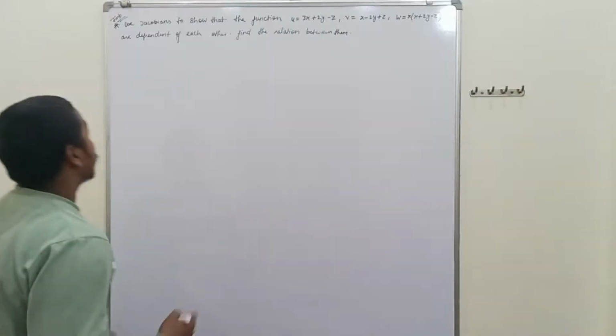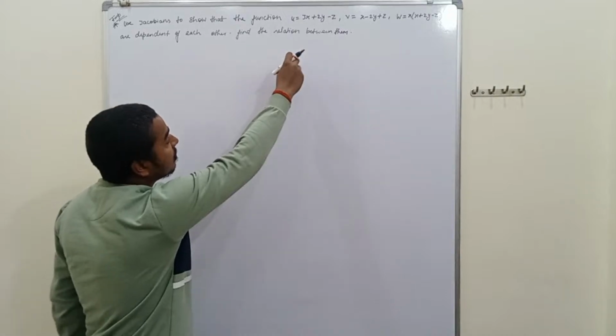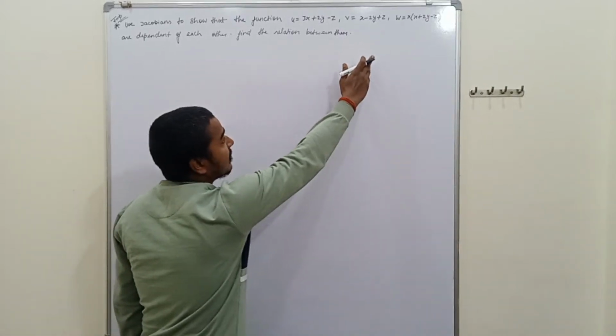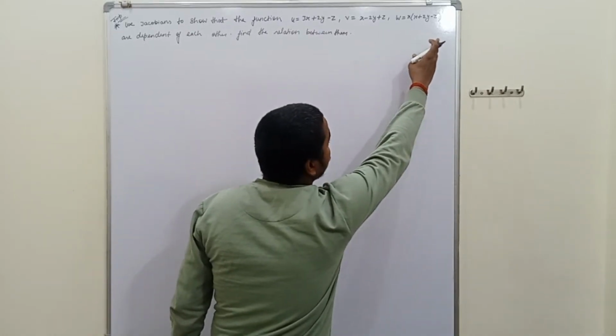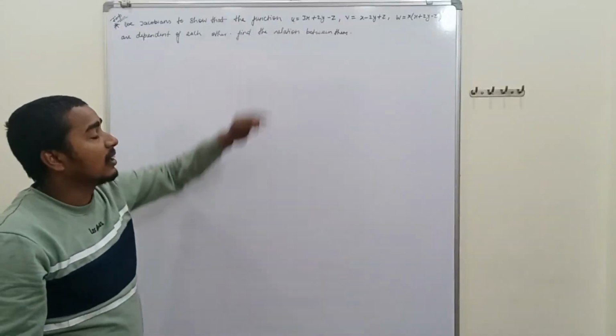Here in the question, use Jacobians to show that the functions u = 3x + 2y - z, v = x - 2y + z, and w = x(x + 2y - z) are dependent on each other, and find the relation between them. Let's solve the problem.